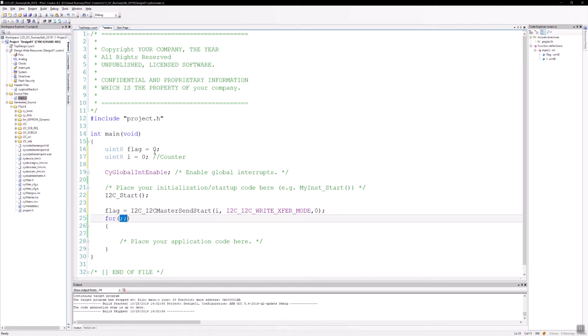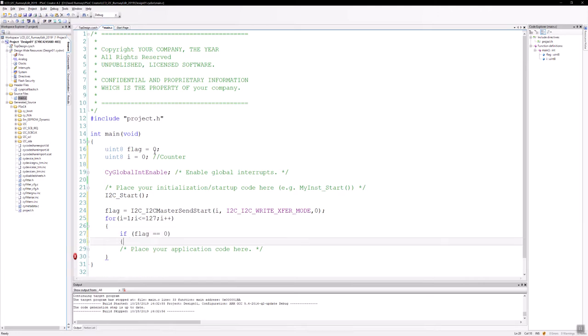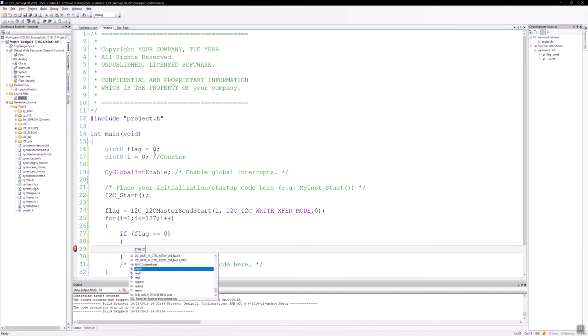But now I'm not going to do an infinite for loop here. I'm going to start now at i equals 1 and go for i less than or equal to 127, and then i plus plus. So basically I'm going to be cycling through all possible I2C addresses. And what I'm going to do first here is say, if flag equals 0, because that means it was successfully able to start the device, I'm going to return just 0, kill the program.